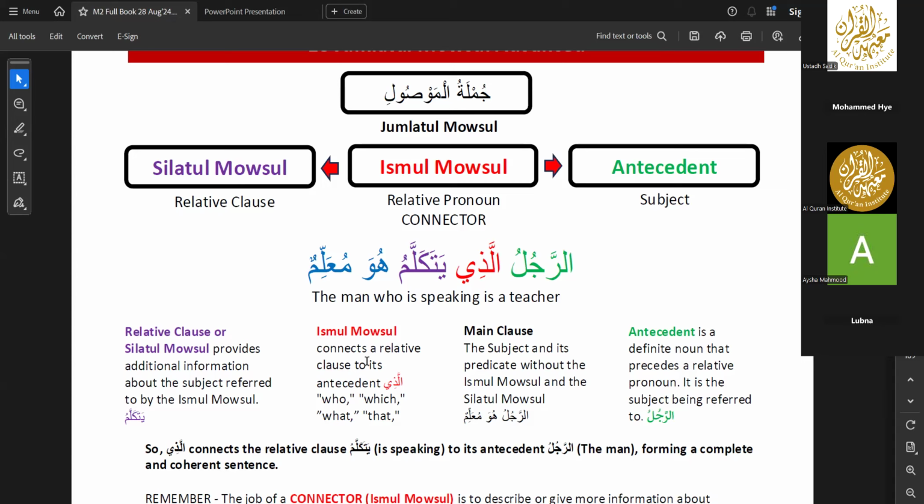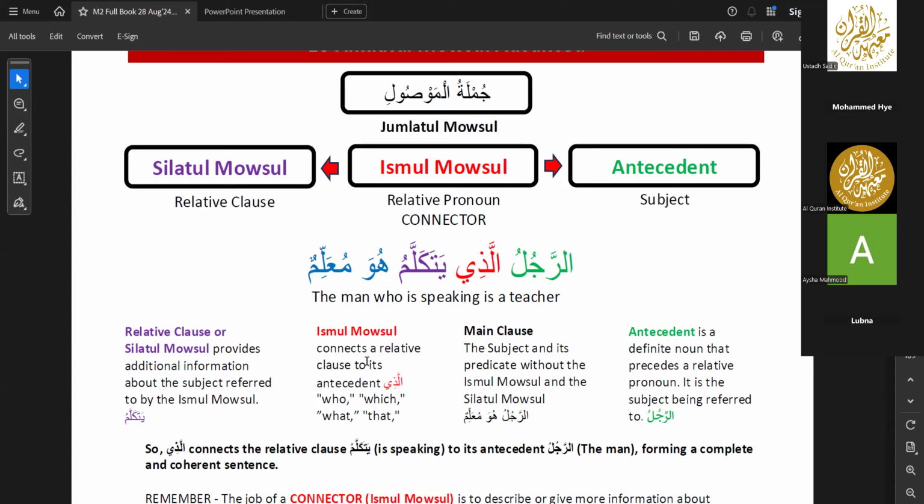Okay, and what do we mean by the relative clause again? It is providing additional information about what? About the subject. About the subject, which the ism mawsul is connected to. So the ism mawsul, what was it pointing to? The subject. And the silatul mawsul, or the relative clause, is being connected to the subject via the relative pronoun, the ism mawsul. So this is the key part in terms of what we're covering.